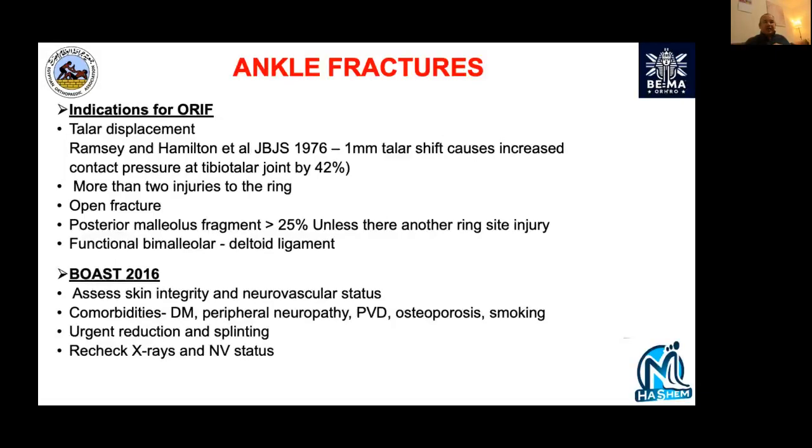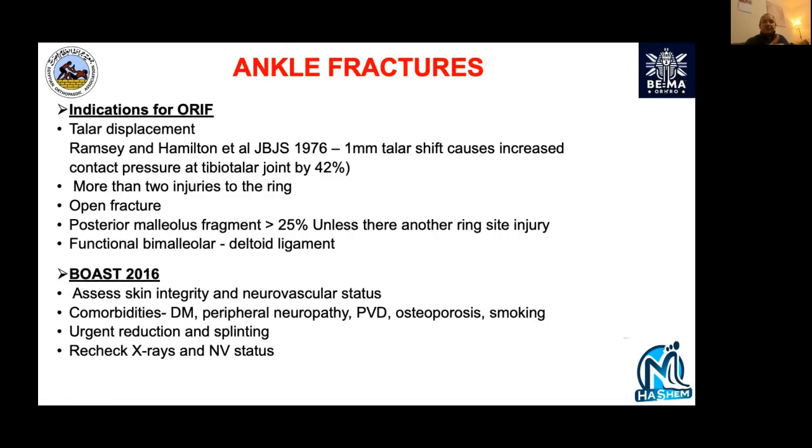So what does the guideline say? Boston 2016 came to say that you have to look into the soft tissue. The ankle fracture is a soft tissue injury with a bone fracture, or both bones broken inside. So you have to assess the skin integrity and neurovascular status. You have to look into the patient's medical comorbidities because they will affect the way of fixation, the post-operative care, and the prognosis and outcomes.